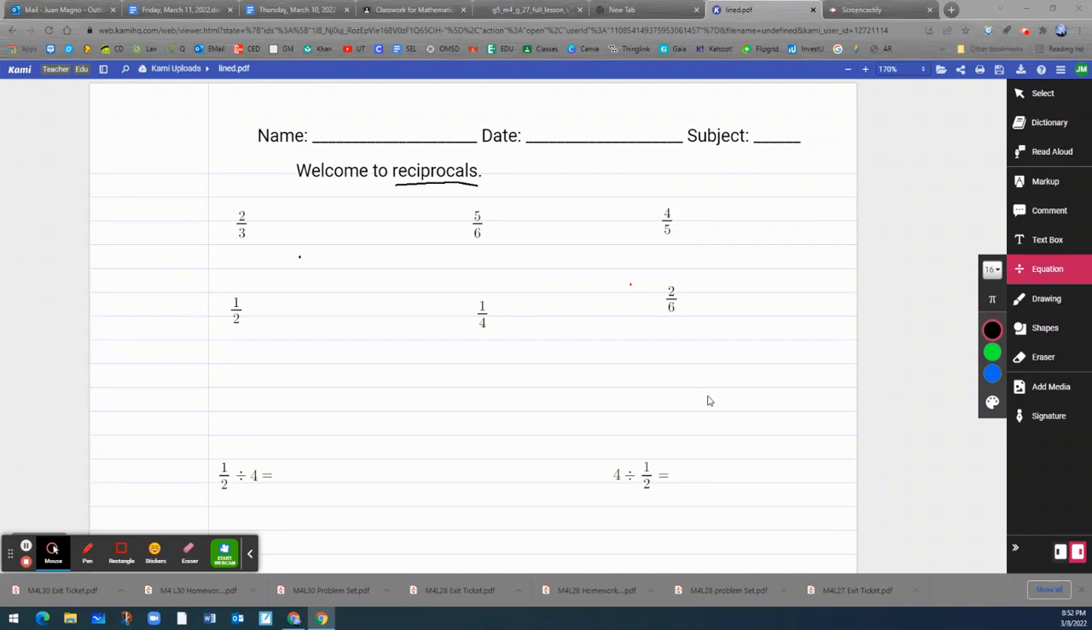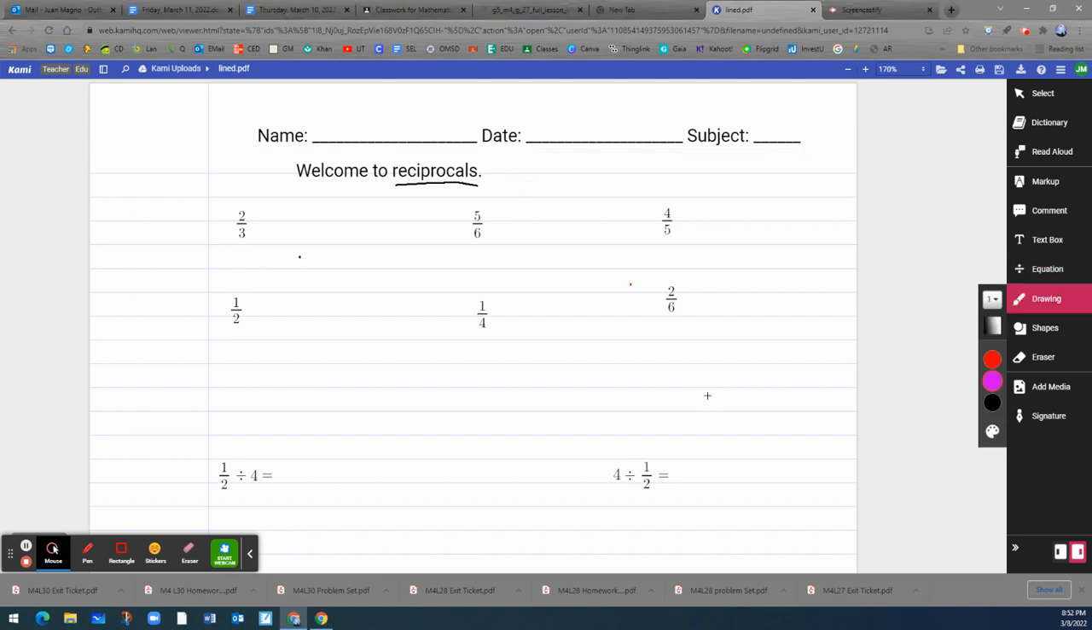Magno, and on today's lesson, the objective is to show you what reciprocals are, and these reciprocals are going to be helpful to solve divisions with whole numbers and fractions. This is going to be the tool that's going to make division easier to solve. All right, let's start with it.